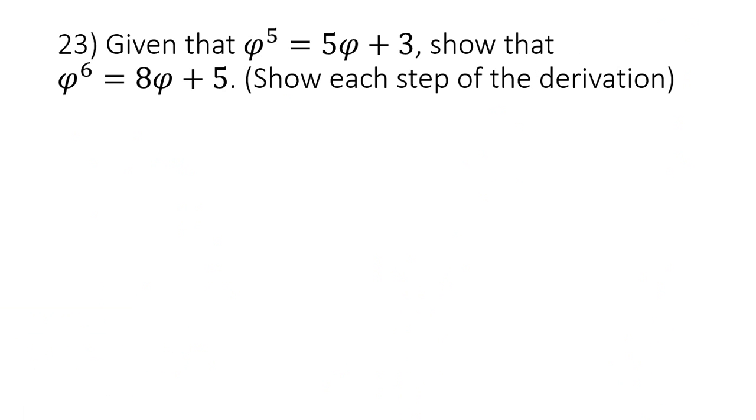All right, now the last one, number 23a, is the only one we're doing. And so you're given that phi to the 5th is 5 phi plus 3, and we want to show that phi to the 6th is 8 phi plus 5. So we want to turn this into that. All right. And we're going to have to show all our steps.